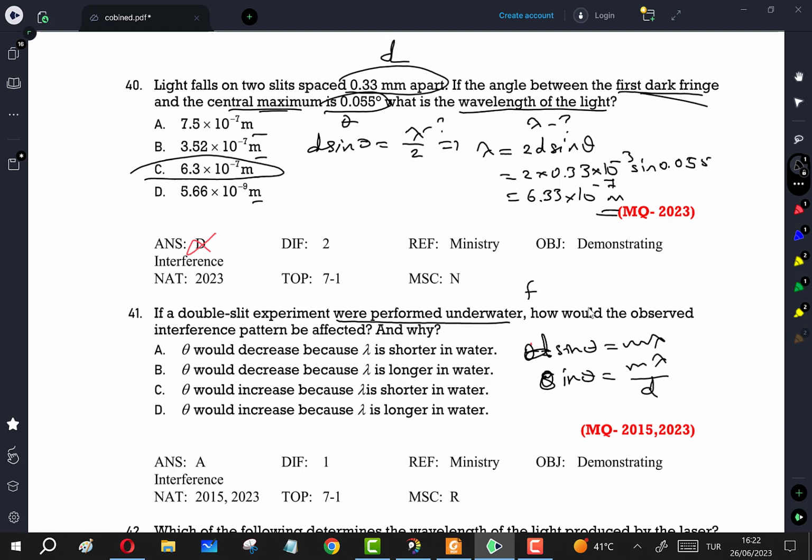Because frequency is unchanged, speed and wavelength are directly proportional. If speed gets smaller, wavelength gets smaller as well. That's why theta decreases. Wavelength smaller, theta decreases. So 'decrease because wavelength gets shorter in water' is the correct answer.